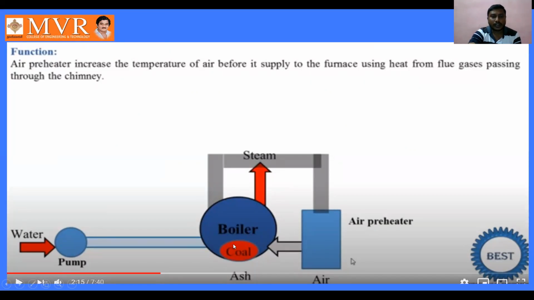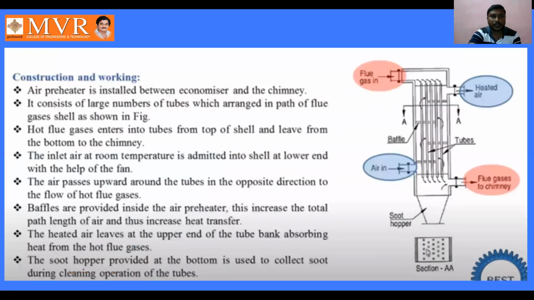For converting the feed water into steam, we are using coal and air. The air entering the boiler is heated by the air preheater, and the exhaust gases coming out are sent into the air preheater for preheating the air. The preheated air is sent into the boiler. This is the function of the air preheater, and this is the construction of an air preheater which we can observe here.